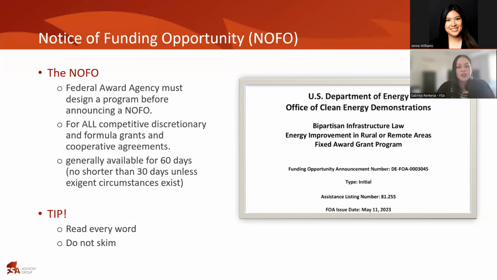Usually, these are available for 60 days. That's not a lot of time once we dig into the weeds of how to even apply for a grant. It shouldn't be available less than 30 days unless there's circumstances that exist. So generally available for 60 days from the time that the federal agency announces this opportunity to the closing deadline of when you need to get the application in. Again, please read every word and do not skim.